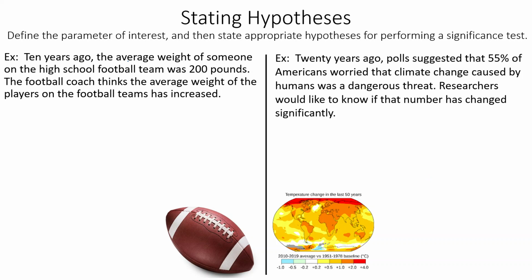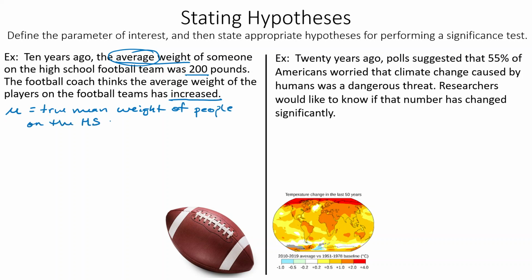All right, so 10 years ago, the average weight of someone on the high school football team was 200 pounds. We're talking about the average weight. The football coach thinks the average weight of the players on the football team has increased. So we're talking about an average, so that means we're using mu, mean, average. And mu is the true mean weight of players on the high school football team.